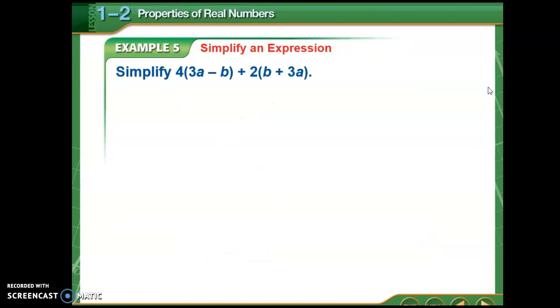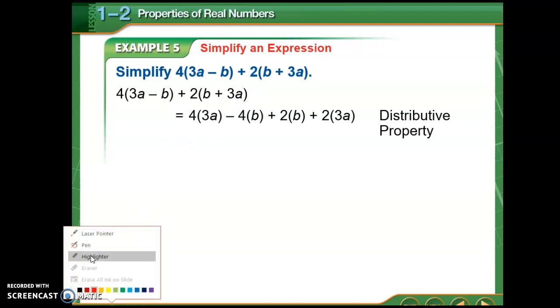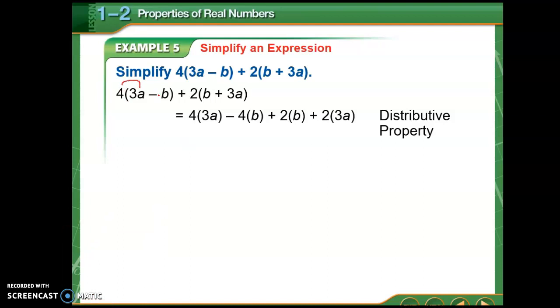Okay, let's move on to simplifying an expression. So this time we're going to apply the distributive property. So you're going to distribute 4 first to each number inside the parentheses, including the variables. Alright, so that's the original problem, and then you distribute. You're basically distributing 4 times 3a, you got that. And then minus 4 times negative b, you get this. And then bring down the plus sign. Do the same thing with 2 times b, you get that one. And then last, plus 2 times 3a.